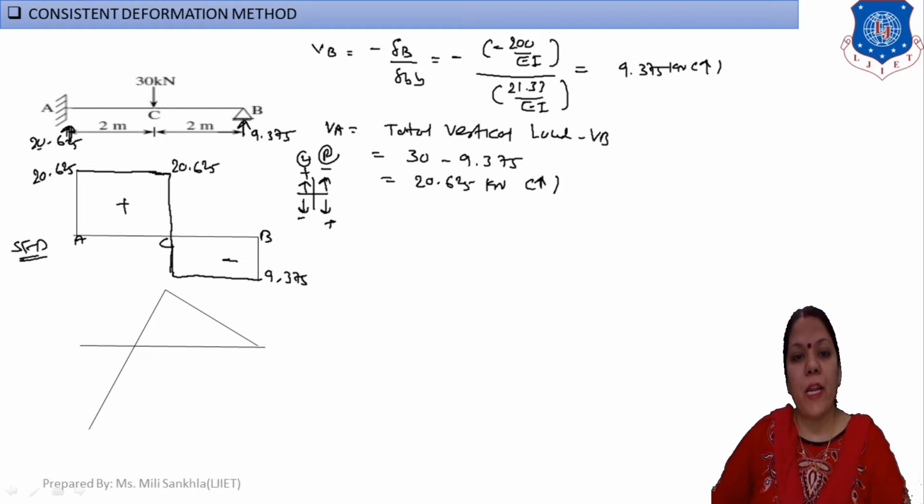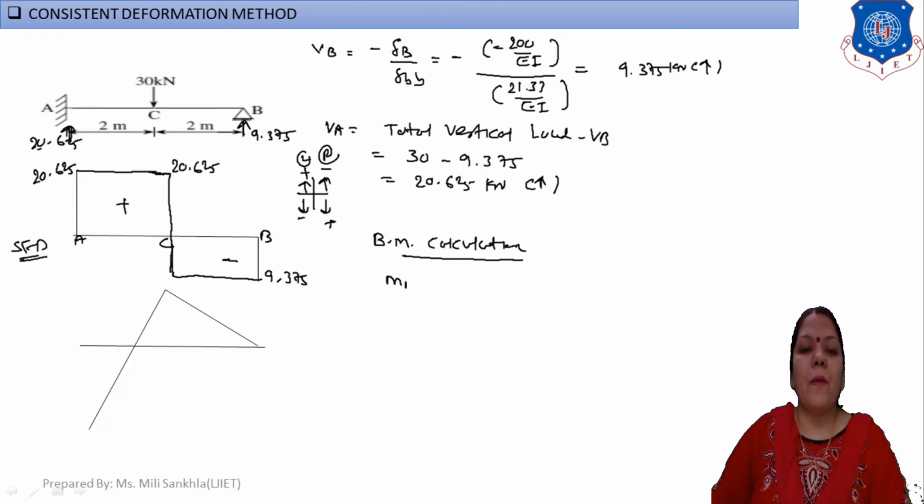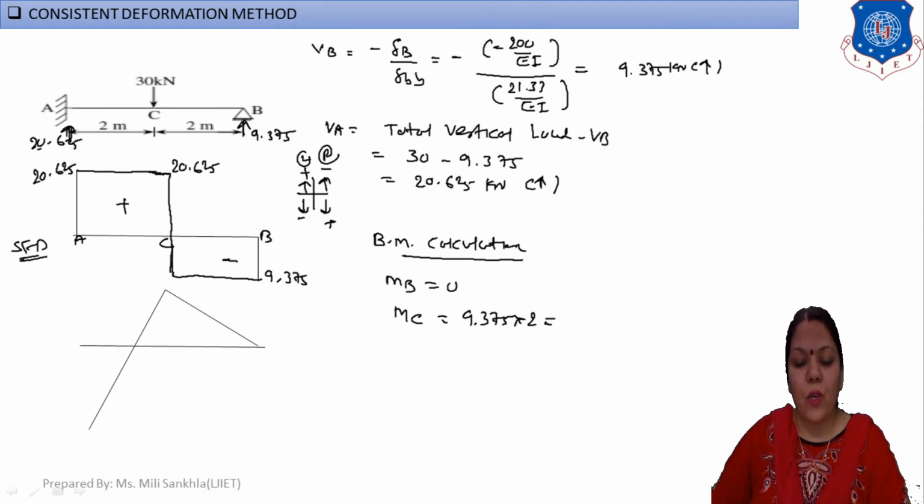Now find out the bending moment. Mention here the bending moment calculation. Bending moment at B, MB, is equal to 0, because a hinge support is given, and a hinge support has horizontal and vertical reactions, with no moment there. Now MC: this moment is induced anticlockwise, and this is from the right-hand side. So 9.375 into distance 2 is equal to 18.75 kilonewton meter, that is positive.